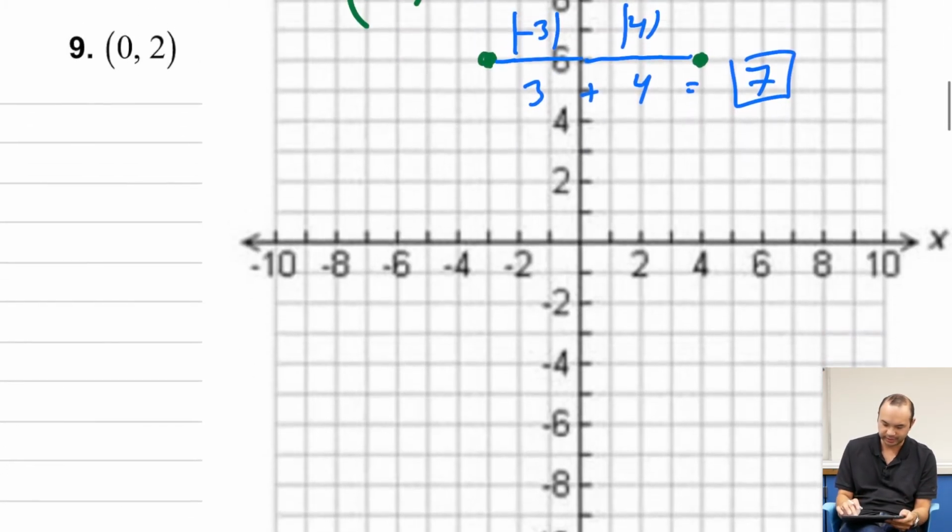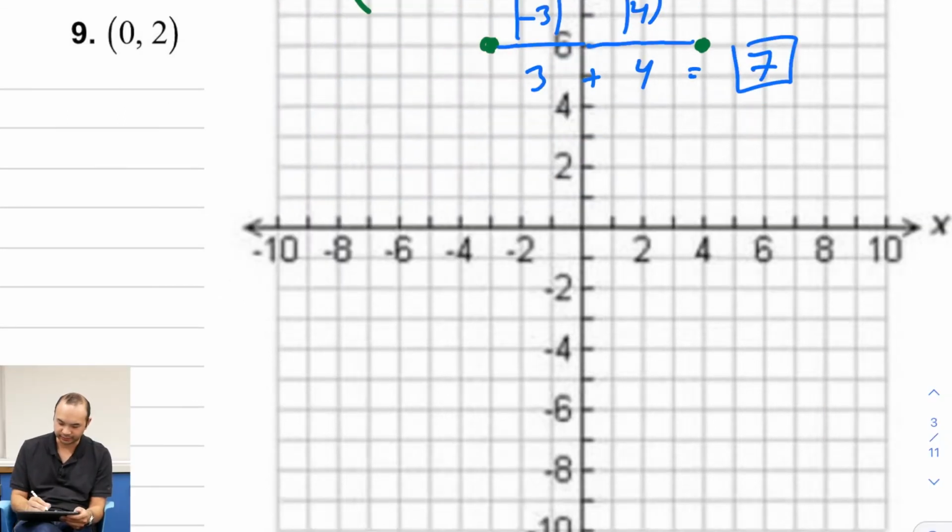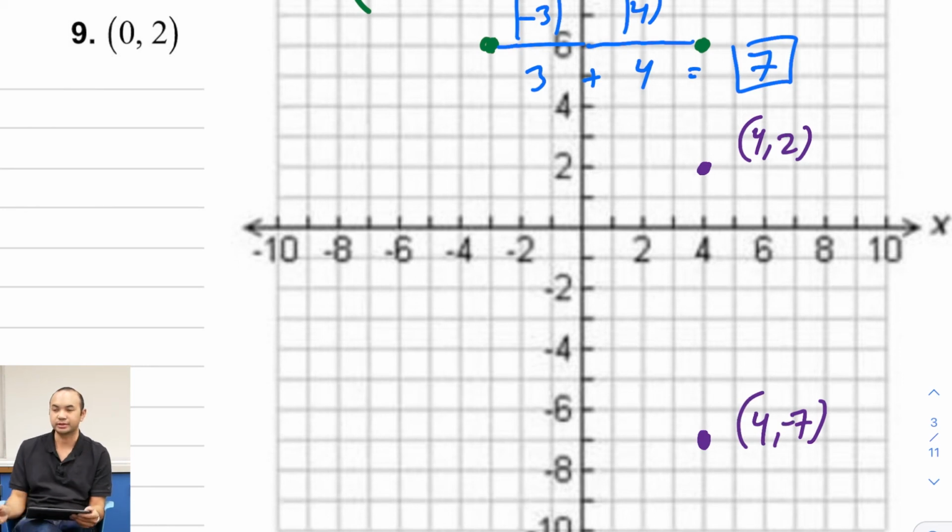Let's try a different example here. Let's do something vertically. So this point here is 4, 2. I went to the right 4 and up 2. And then over here, this is 4, negative 7. I went to the right 4 and then down 7.